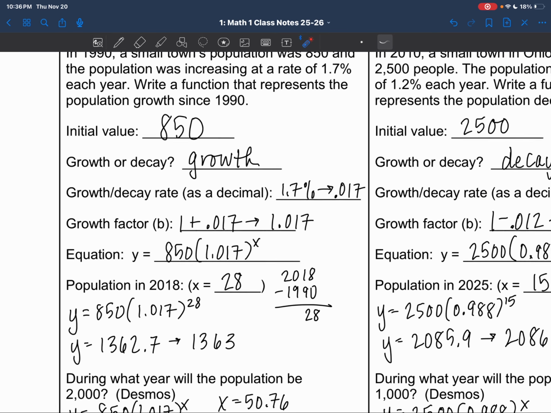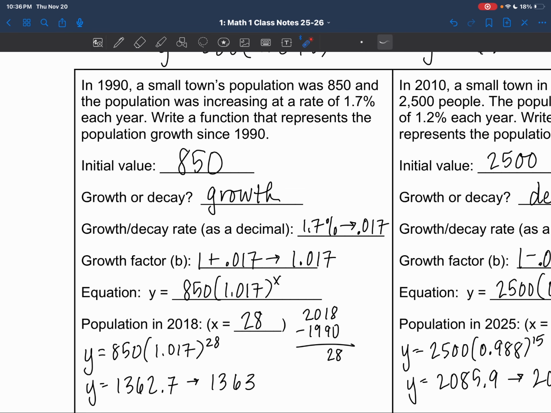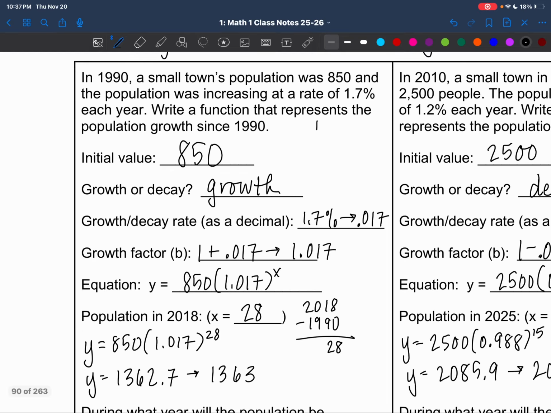All right, let's try some of these. I went through that other one pretty quickly because we did the other problem that was very similar. So in 1990, a small town population was 850. The population was increasing at a rate of 1.7% each year. Write a function that represents the population growth since 1990. So in this case, 1990 is actually your 0. So that's your starting point.